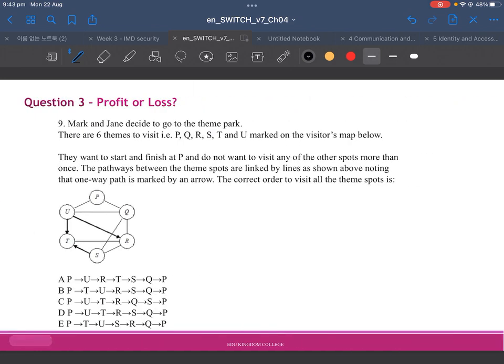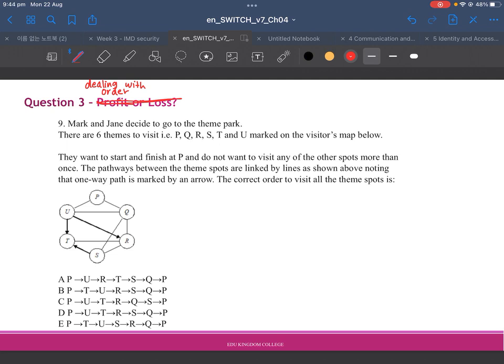Question number 3, not profit or loss. That's the wrong title, apologies. It should be order. Okay, dealing with order.